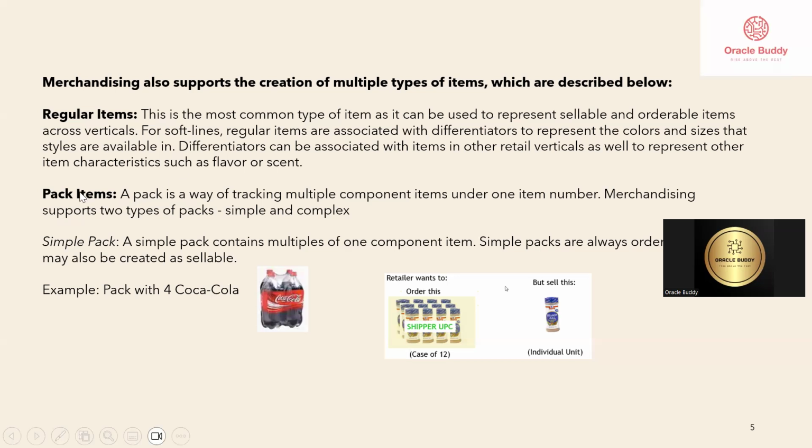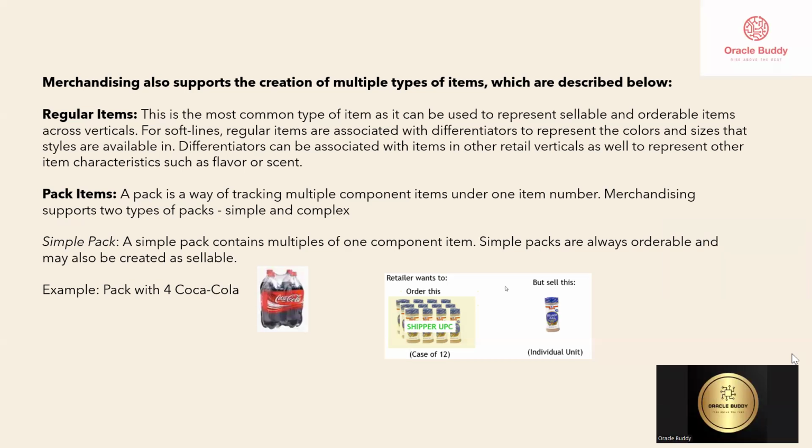Next is pack items. A pack is a way of tracking multiple component items under one item number. Merchandising supports two types of packs. One is simple and one is complex. Let's discuss simple packs. A simple pack contains multiples of one component item. Simple packs are always orderable and may also be created as sellable.